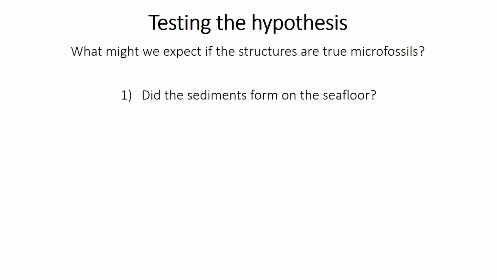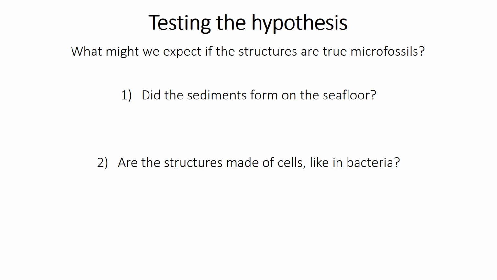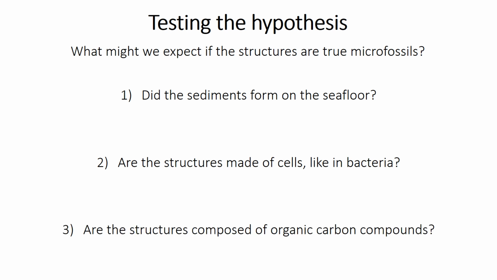Here are 3 things that we'll consider in the next video. First, are the specimens found in rocks that formed as sediments on the seafloor? It's true that bacteria can live in almost any place, but cyanobacteria need sunlight for photosynthesis, so they live in shallow water in the ocean or in lakes. Second, are the structures actually made of cells, like you would expect in bacteria? And finally, are they made of organic carbon compounds? What is the material that makes them up?